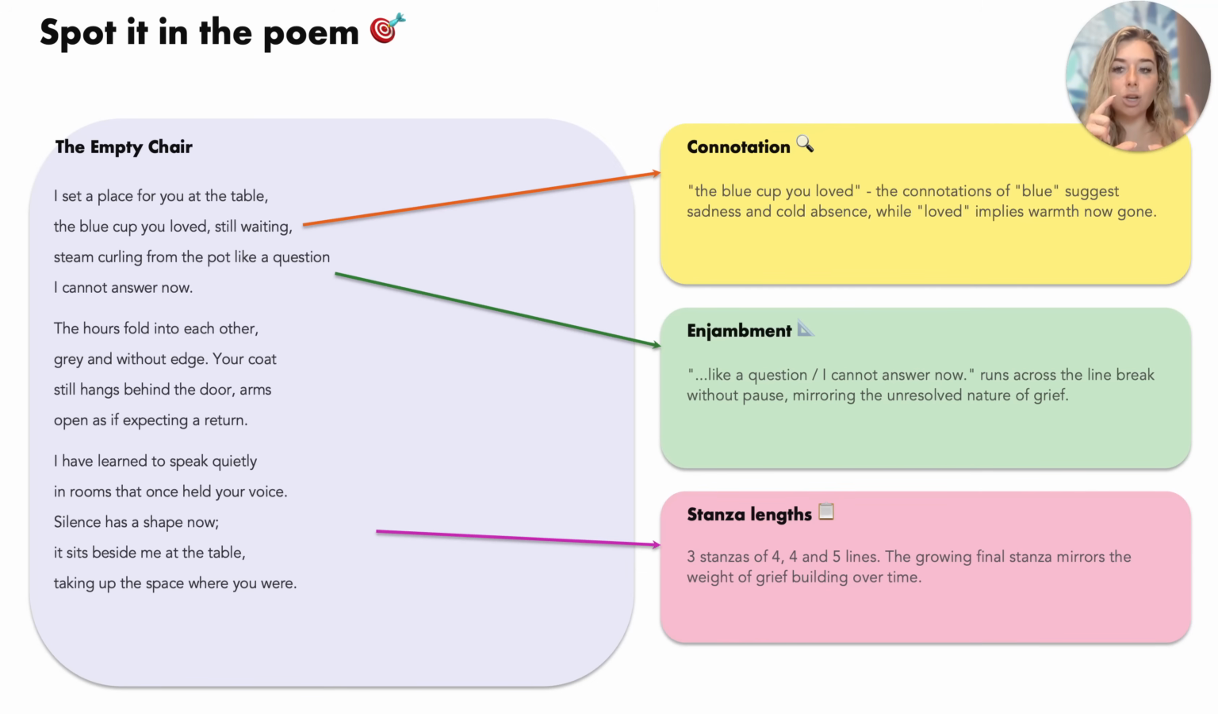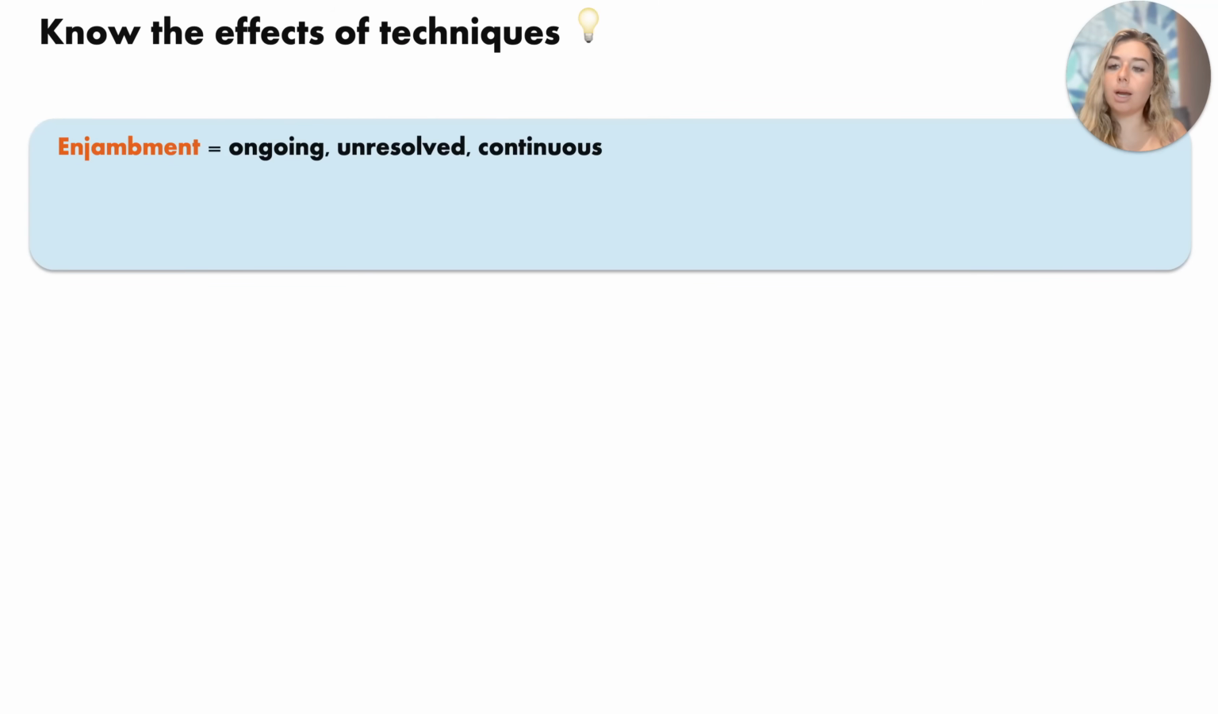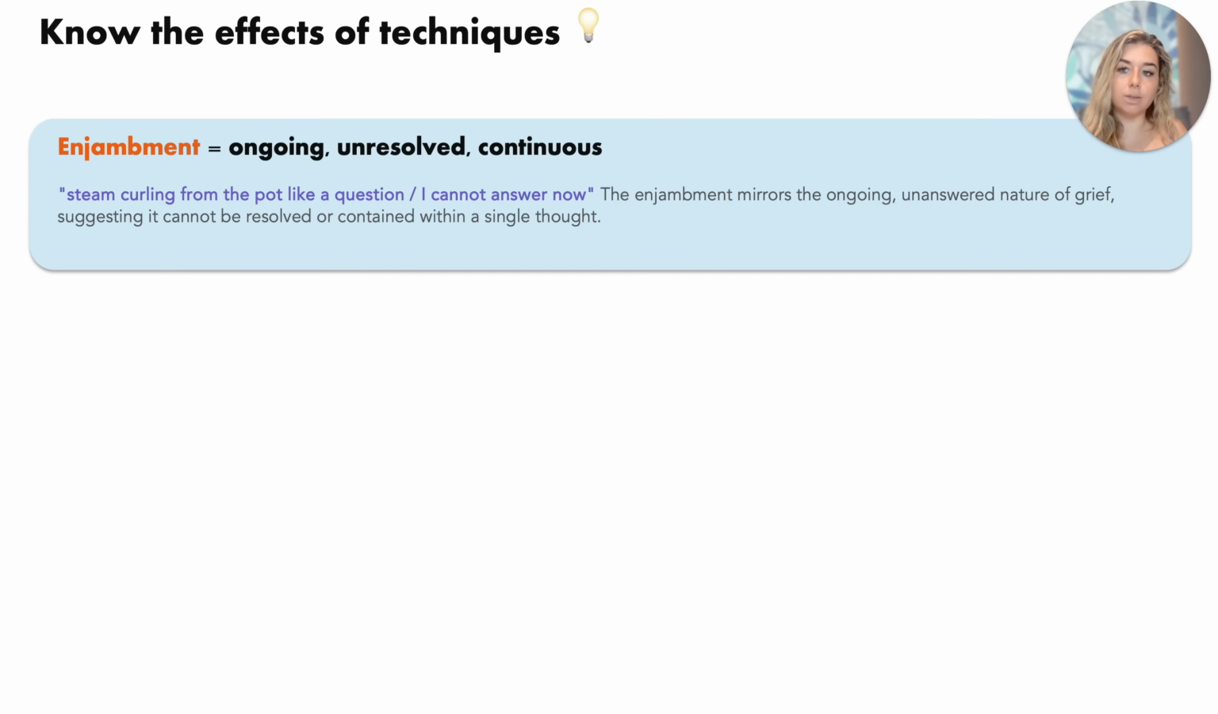Do you see how I'm basically looking at what it is doing and then how I'm going to link it back to the question? So knowing the effects of techniques. So like I said, enjambment: ongoing, unresolved, continuous. And then I can use that to explain it. So that's the main thing we want to know for unseen poetry. We want to know the structure. We want to know sentence starters for structure, like I kind of showed you earlier.